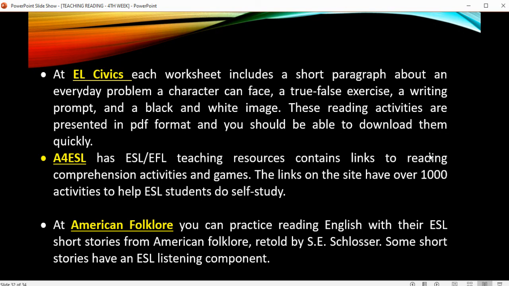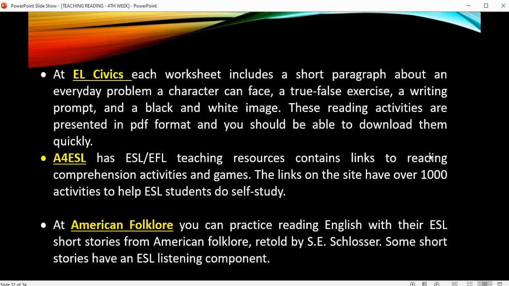Another one is the EL Civics. Here you can find worksheets. These worksheets include a short paragraph about an everyday problem a character can face, a true or false exercise, a writing prompt, and a black and white image. These reading activities are presented in PDF format, and you should be able to download them quickly. No, this is not so heavy, so you can download them easily.